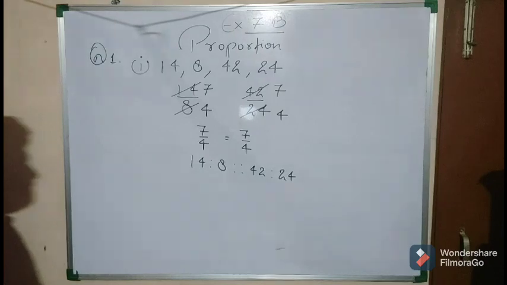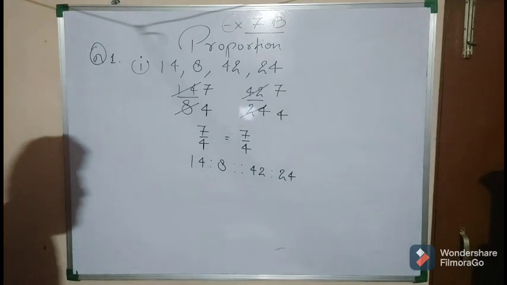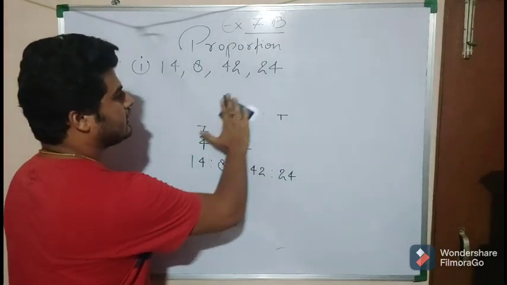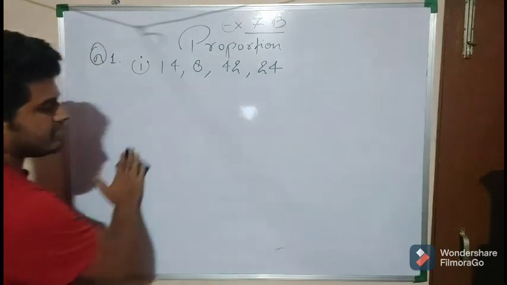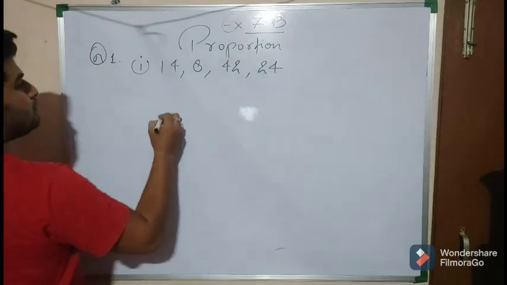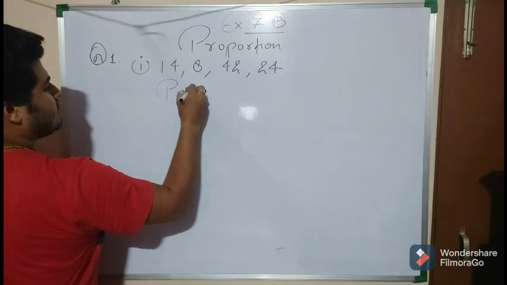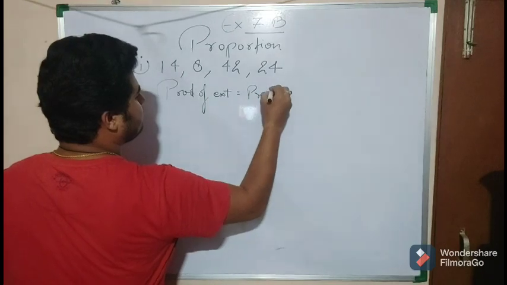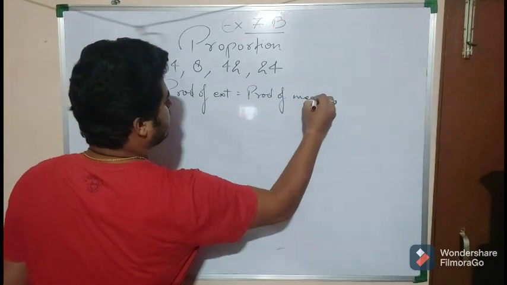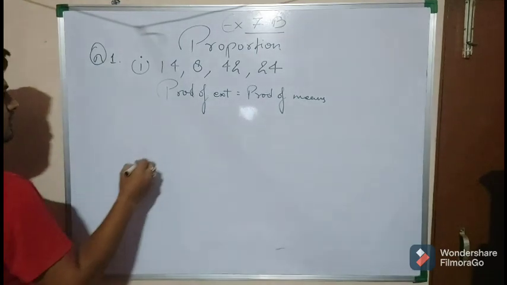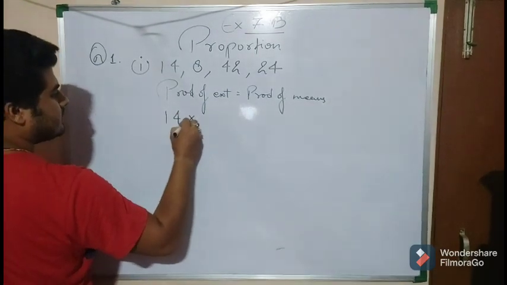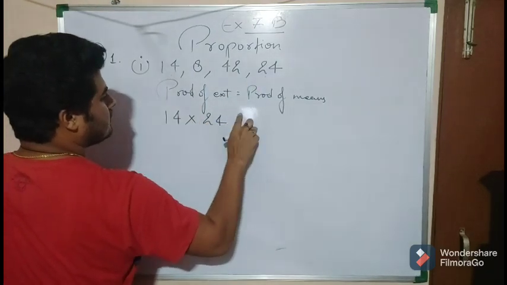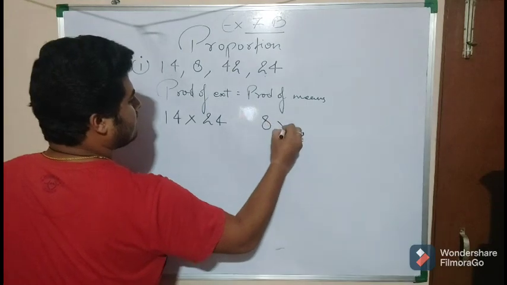Right? This is one of the ways of doing the question. Or else, the other way is that if the product of extremes is equal to the product of means, then also they are going to be in proportion. So the extremes are 14 multiplied by 24, and the means, which we don't know yet, 8 multiplied by 42.